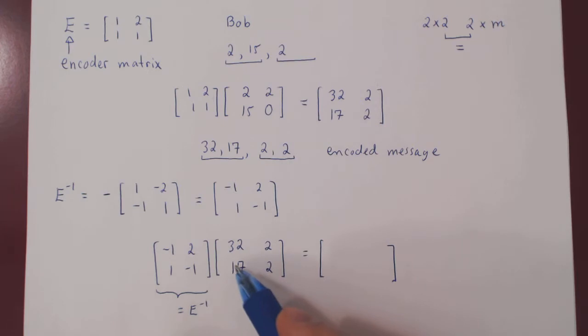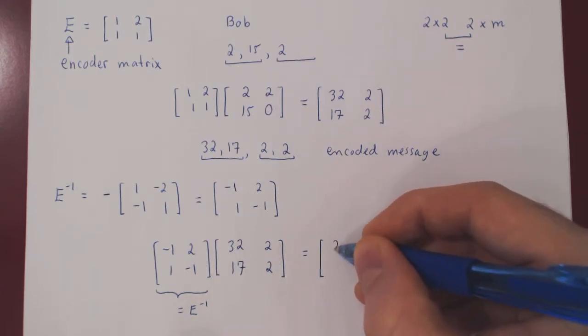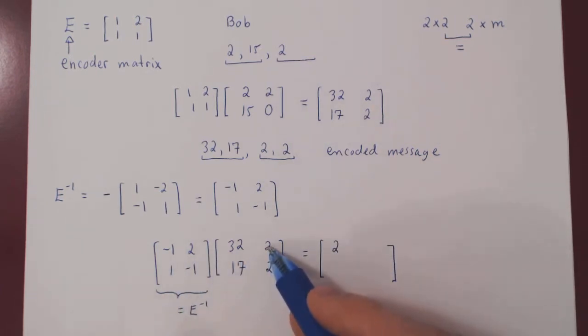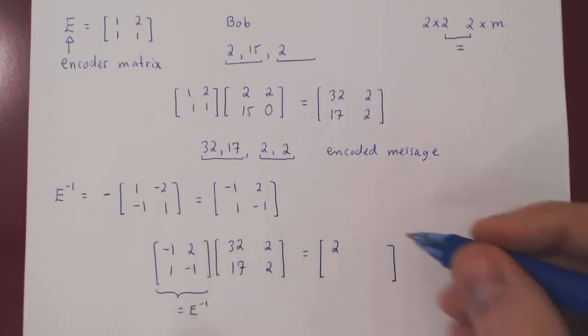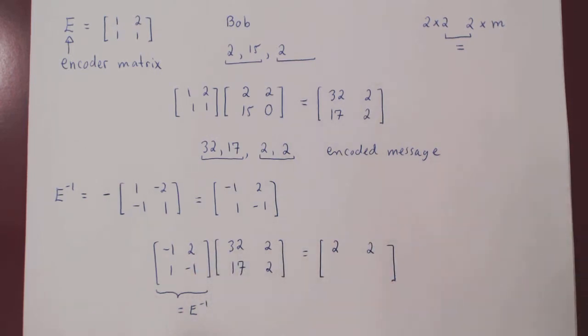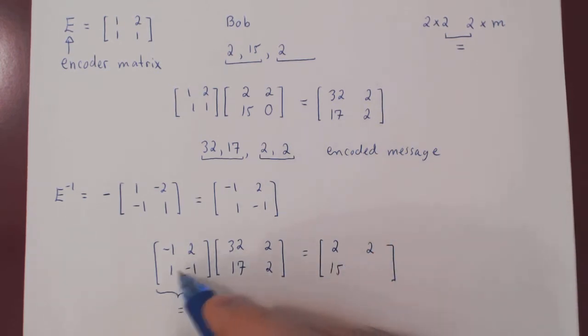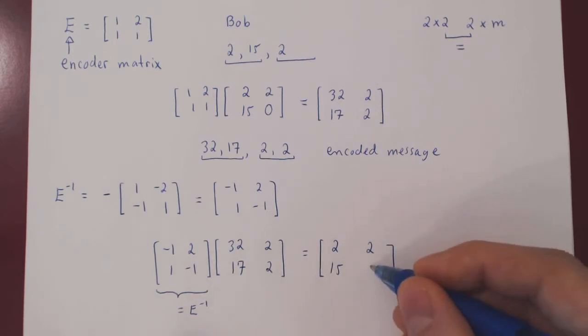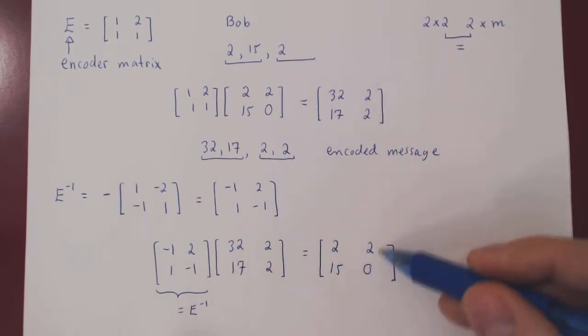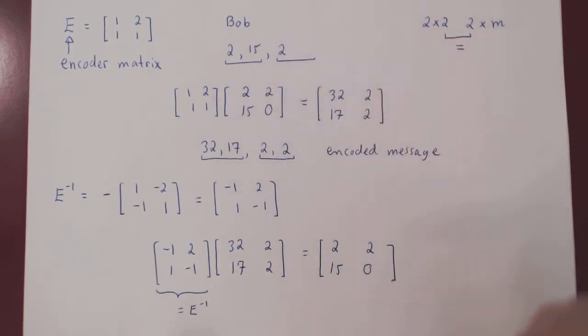-32, 2 times 17, 34. So 34 minus 32 is 2. -2 plus 4 is 2. 32 minus 17 is 15. 2 minus 2 is 0. And so you see we get the original matrix.